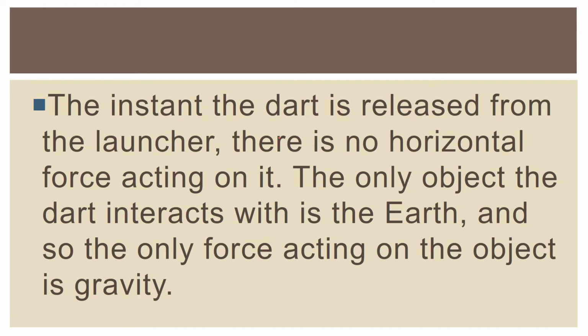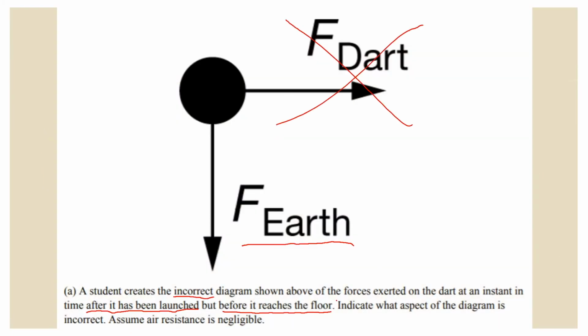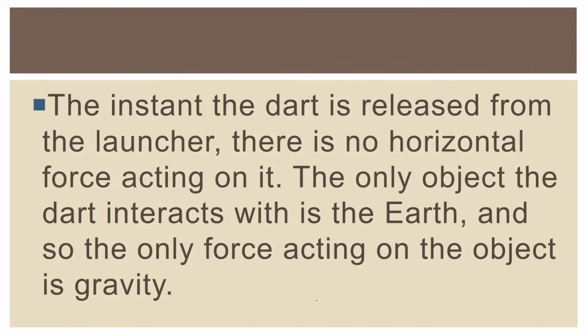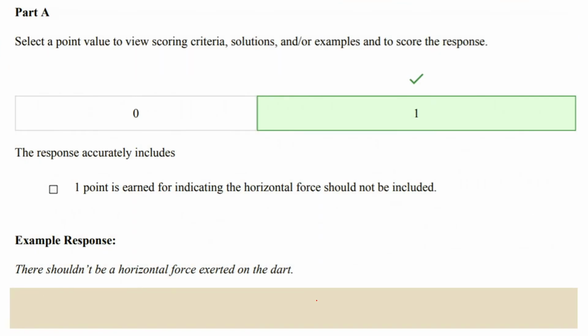The scoring guide is pretty straightforward here. I think I just want to go back to the question for a second. The key thing to notice here is it just says indicate, and it really doesn't say explain. This is way more detailed than you actually needed to provide. If you look at the scoring guide, this part was worth only 1 point. And it says here, your response accurately includes indicating the horizontal force should not be included. You literally could have just said there shouldn't be a horizontal force exerted on the dart. You didn't even need to talk about how the only force is gravity. I think you should be taking a little more of a robust look at providing answers. But for this one, if you basically just said there's no horizontal force exerted on the dart, that's the only thing you needed to say to earn the point for this part.